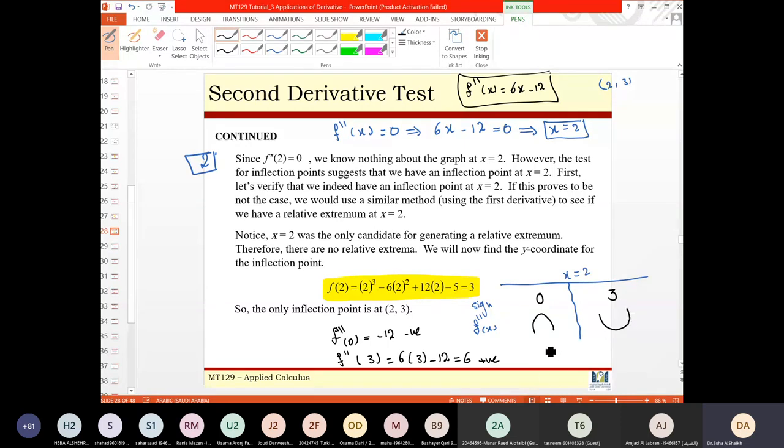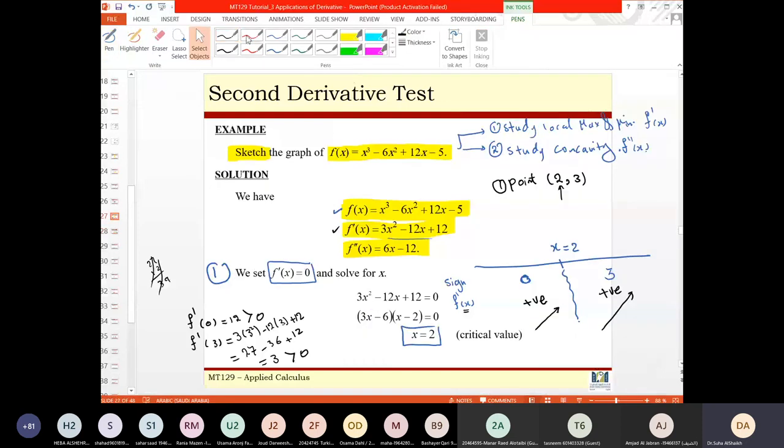What do I get here? Concave down, then concave up. So the point 2 and 3 is an inflection point. So if I go back, step number 2 showed me that this point is the same point. The 2 and the 3 is an inflection point.